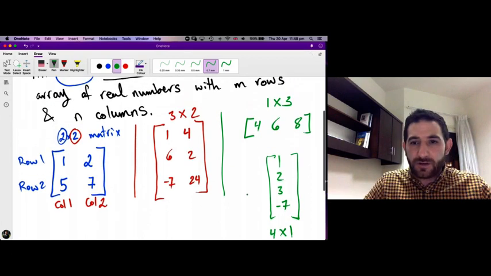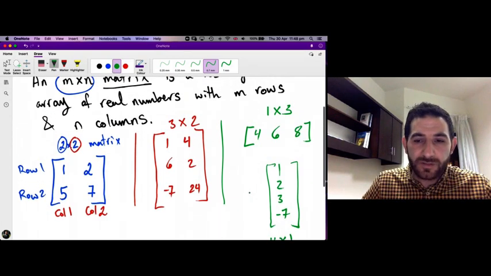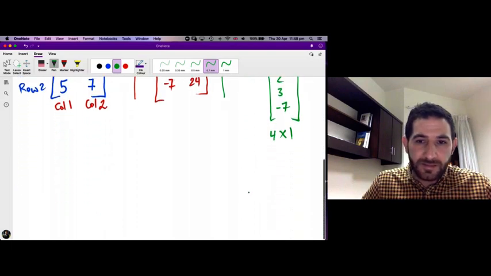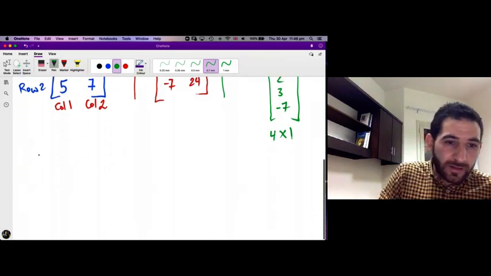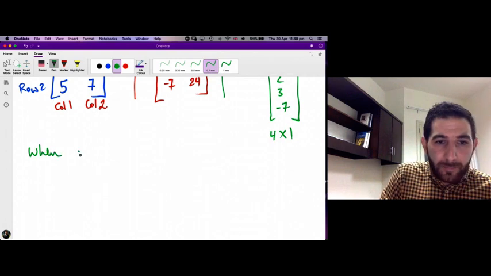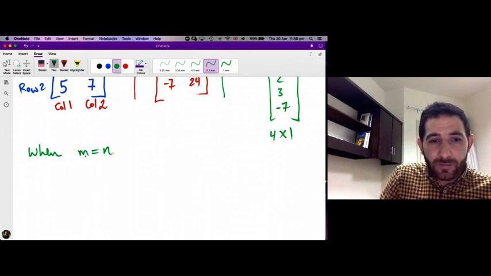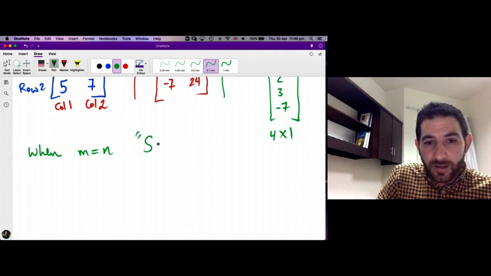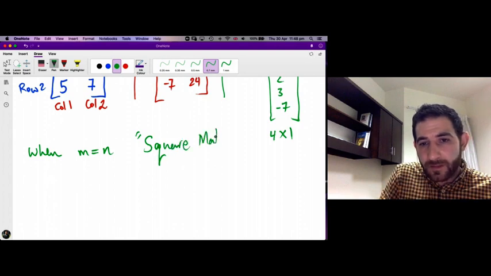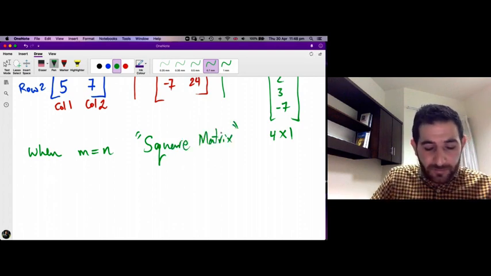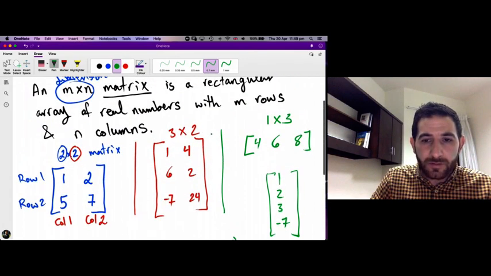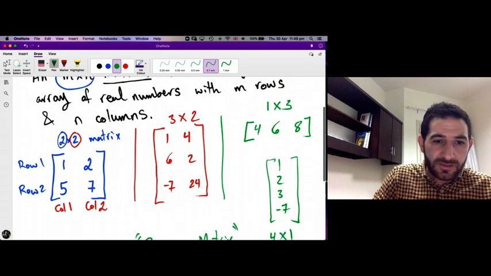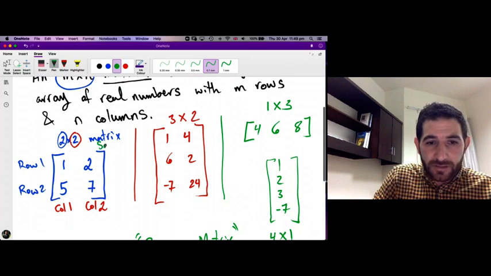So these are several examples of matrices. Now, let me tell you that when m is equal to n, that is, the number of rows is equal to the number of columns, we call it a square matrix. So when you see the term square matrix, it means the number of columns is equal to the number of rows. Like this one, it's a 2 by 2 matrix. This is a square matrix.